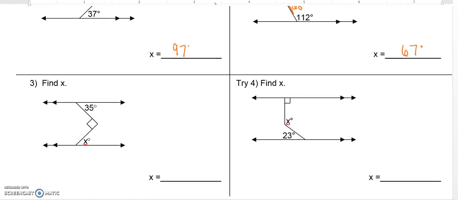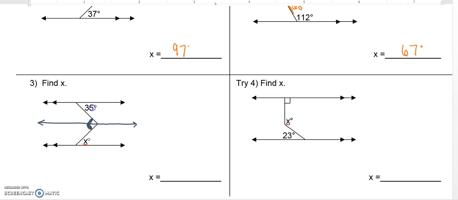Looking at this diagram, again, we do have that crook. So right away, I'm going to create that parallel line through the crook. What do I know about the crook's angle measure? It's 90. That's all I know about it, and I know nothing about the two angle measures. What I do know is that I have this measure of 35.